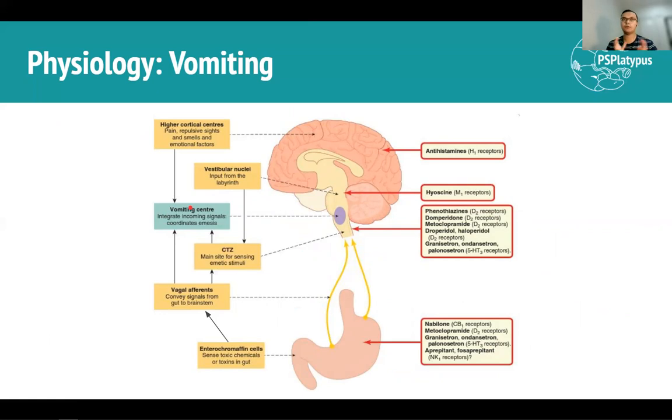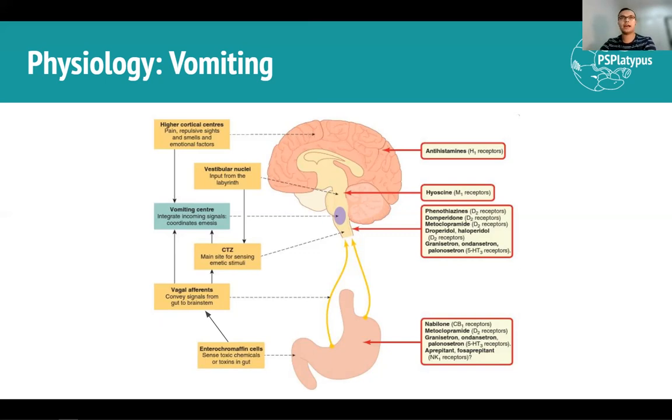It gets inputs from a lot of different areas. One of them is your vestibular nuclei, which gets input from your labyrinth to develop balance sense. The labyrinth is in the ear and it helps develop your balance sense. Whenever there's anything wrong with that, for example, in motion sickness, where the signals coming from your eyes may not match up with the vestibular signals, you might end up getting a bit of motion sickness, and that's mediated via the vestibular nuclei, sending signals to the vomiting center.